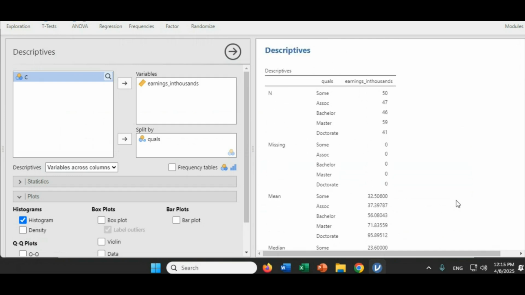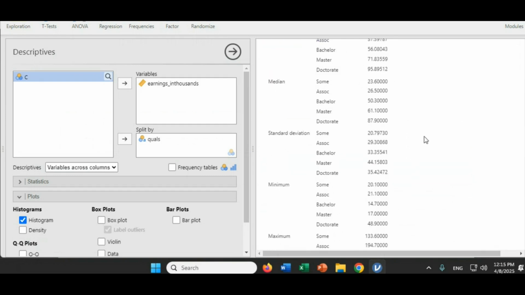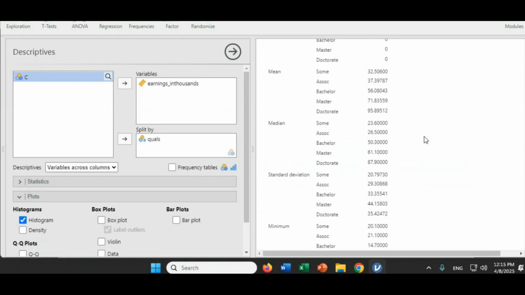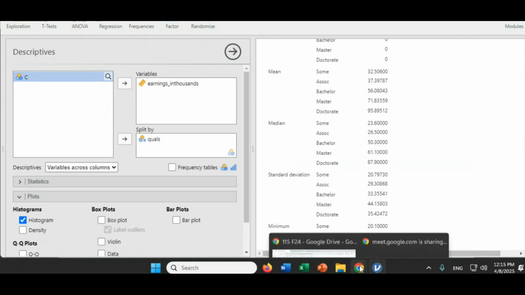So n_sum would be 50. X bar for bachelor's is 56.08. You get the idea, so you can just write down a few of these things. These are all the observed statistics. You get them directly from the movie.